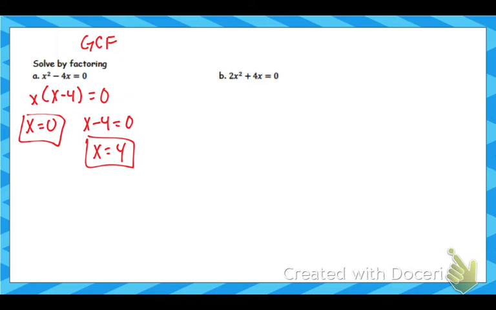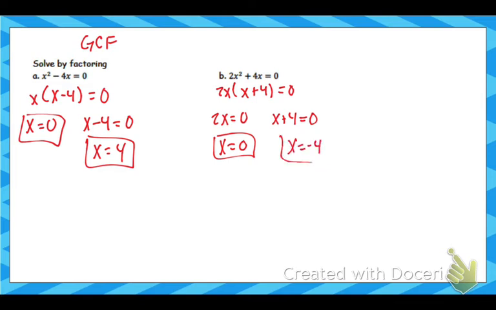All right, let's try the next one. Take out our GCF. Both of those have a 2x. If I divide out 2x, I'm left with x plus 4. If I set each factor equal to 0, 2x equals 0, and x plus 4 equals 0. So I get that x equals 0, and I get that x equals -4.